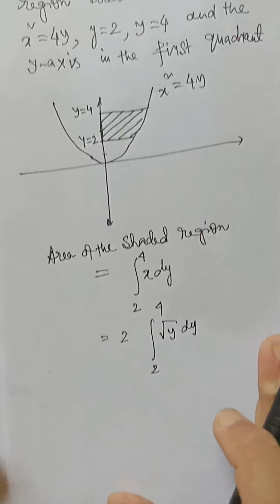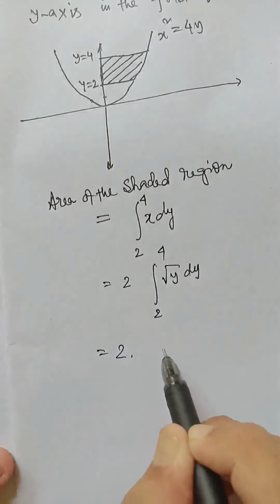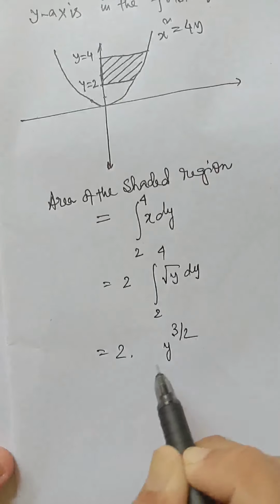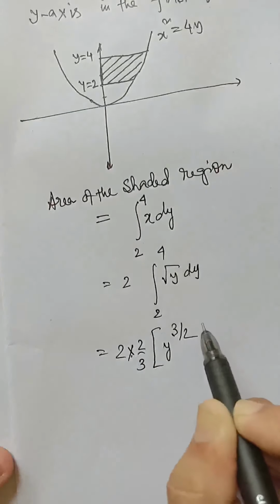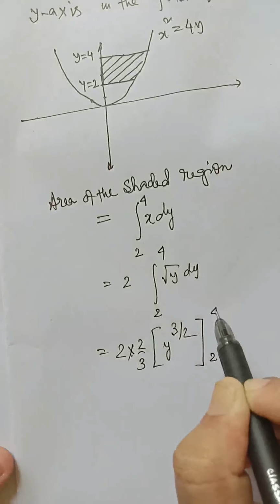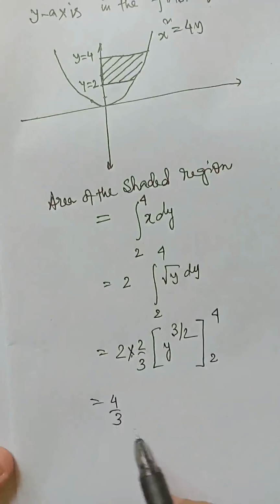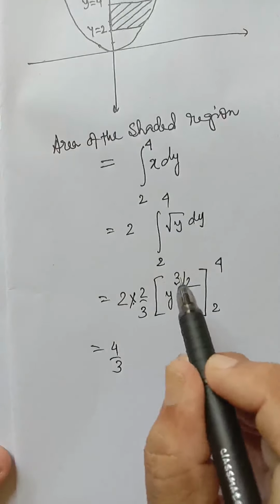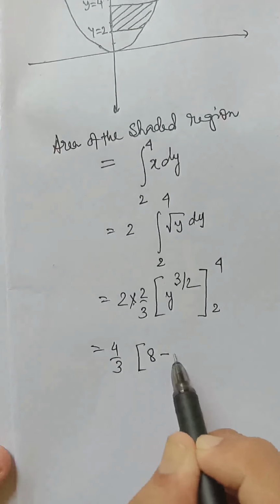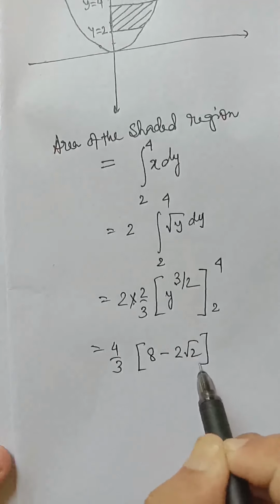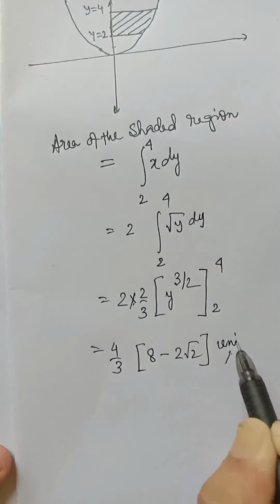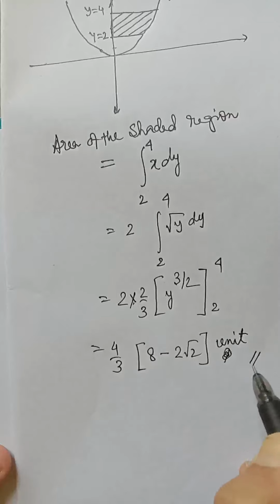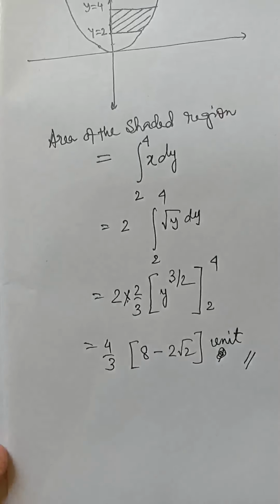And now we have to integrate. Integration of y to the power half is y to the power 3 by 2 by 3 by 2. This will become 2 by 3. The limit will be from 2 to 4. So this is 4 by 3. If we put y equal to 4, it will become 2 cube, so it will become 8 minus 2 root 2. So this is the answer: 4 by 3 into 8 minus 2 root 2 unit. Okay, for area we have to write the unit. So this is the answer.